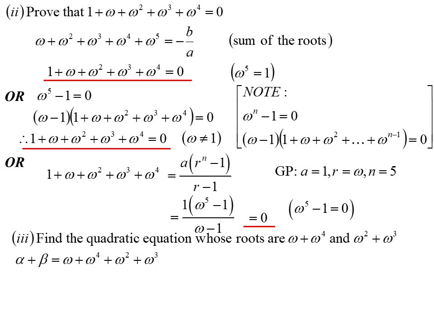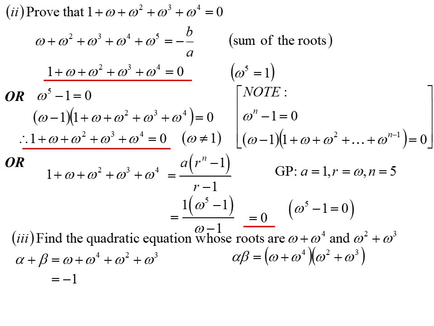Omega plus omega to the power of 4, that was one root. Plus omega squared plus omega cubed, that would be the other root. But we have just said 1 plus omega plus omega squared plus omega cubed plus omega to the power of 4 is equal to 0. Therefore, that's got to be negative 1.